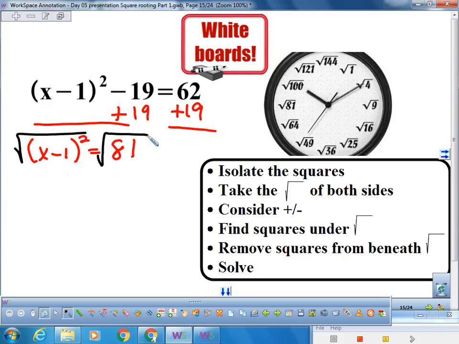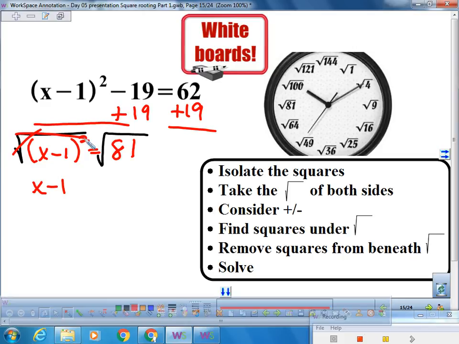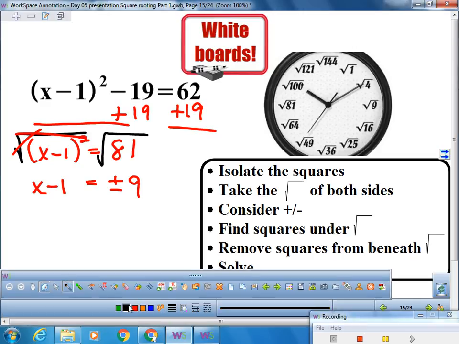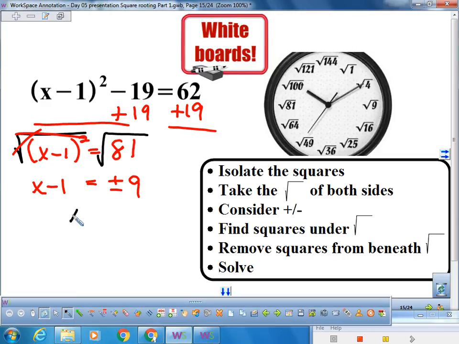When I square root it, I get x minus 1. This is no longer a square, right? It canceled. I have x minus 1 equals plus or minus 9, right? Now I'm going to add 1 to both sides, and I get x equals 1 plus or minus 9.